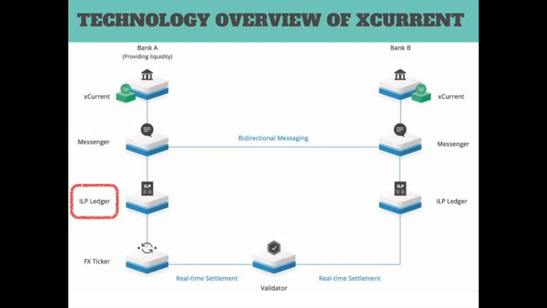The core technology of xCurrent is built around the Interledger Protocol, which is managed by a non-profit group. So ILP is an open neutral protocol and enables interoperation between different ledgers and payment networks. ILP involves 3 types of participants: a sender, receiver, and a connector who connects between sender and receiver to forward the ILP packets of the transaction.